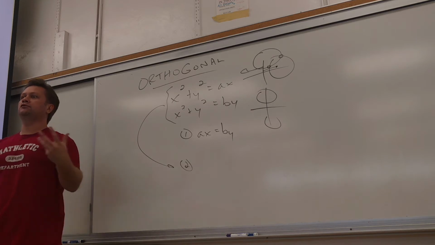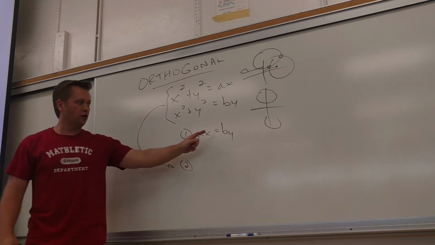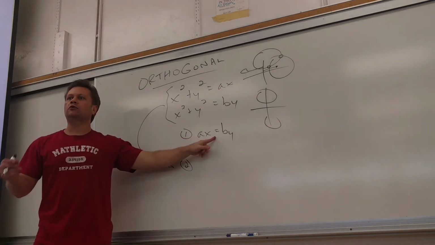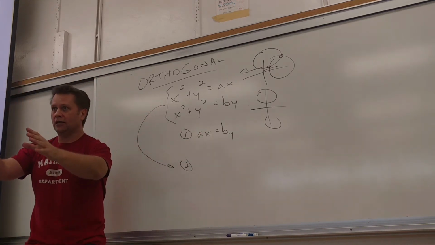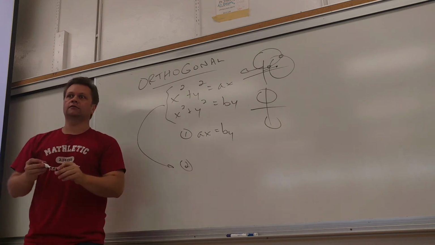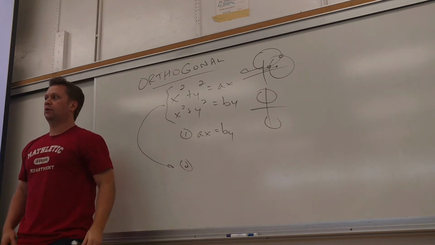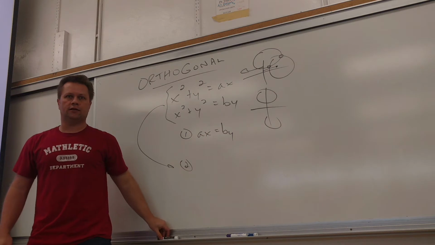And then try to do something with that. Everywhere they meet, you have to show that the slopes are negative reciprocals of each other. Okay, that's all you need for that problem. This problem's a lot easier than it sounds.